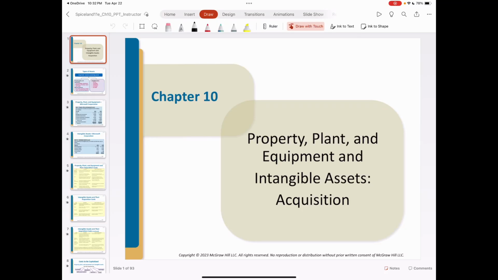Chapter 10 Property, Plant, and Equipment and Intangible Assets. The valuation at acquisition. In this chapter, we are going to cover two important operating assets. One is property, plant, and equipment, usually abbreviated as PPE. And the valuation of intangible assets.